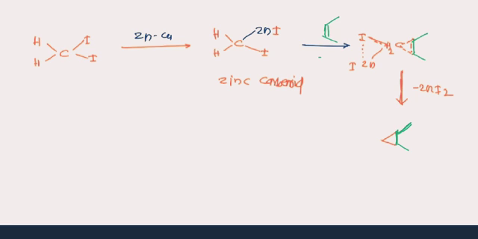This is called the Simmons-Smith reaction. This reaction is stereoselective. If any bulky group is present, the cyclopropanation happens on the sterically least crowded side, using ZnCu and CH2I2.